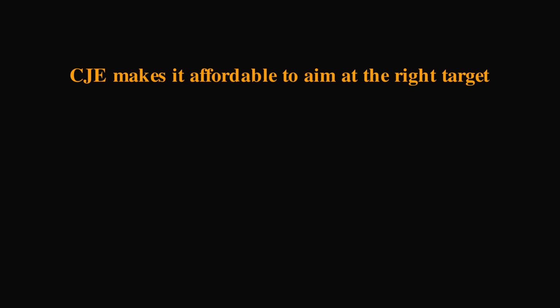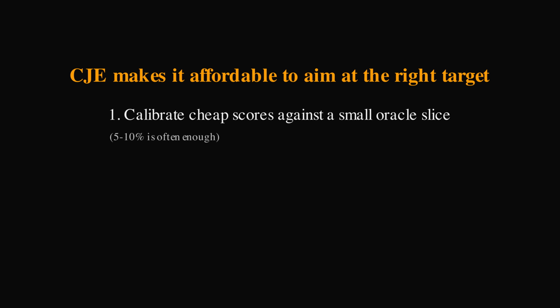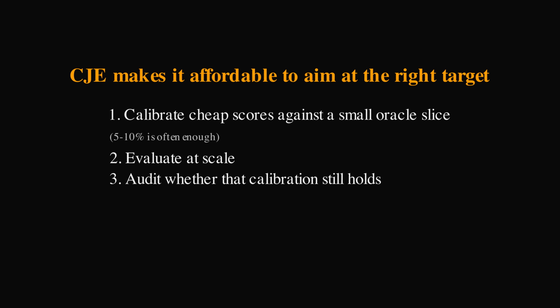CJE makes it practical to aim your evaluation at an expensive but trustworthy oracle. Calibrate cheap judge scores against a small oracle slice. 5 to 10% is often enough. Apply the learned calibration to evaluate at scale. When the stakes are high, audit whether that calibration still holds where you deploy.